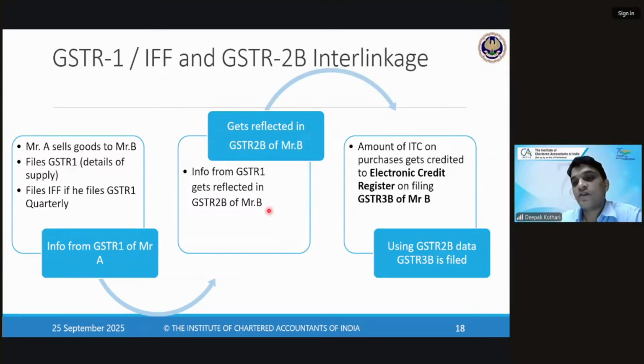And then the amount of ITC on purchases gets credited to the electronic credit ledger. So basis this, Mr. B will file his GSTR3B return and then he will show how much credit he has claimed in his GSTR3B. Then on the basis of that GSTR3B return, that amount gets credited in his electronic credit ledger. So that is how the flow from GSTR1 to 2B and from 2B to 3B works in a chain manner.